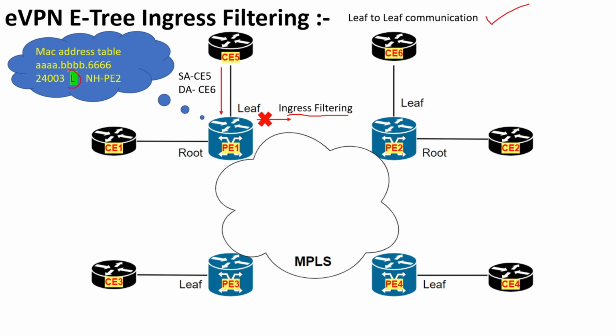So based on this L flag or L bit, the ingress PE will discard the frame and it is not going to send it to the leaf, because it knows that it is leaf to leaf communication based on the L flag, and it is not allowed in the E-Tree design. So based on that, PE1 will simply discard that frame and is not going to process it. This is how we block the leaf to leaf unicast communication.